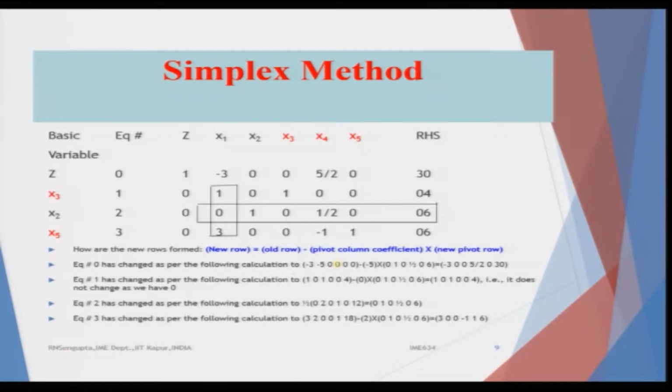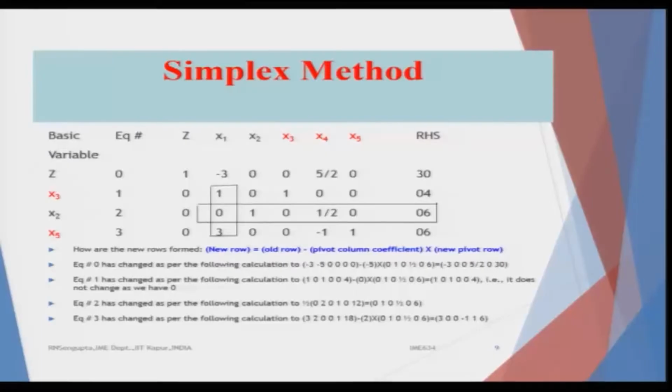So, when you do the vector multiplication, the actual value which will come out in equation 1 would be -3 for x1, 0 for x2, 0 for x3, 5/2 for x4, 0 for x5, and the right hand side value has now become 30, which means the objective function has increased from 0 to 30. If you stop here, it will give you an indication. Let us pause here and have a look.